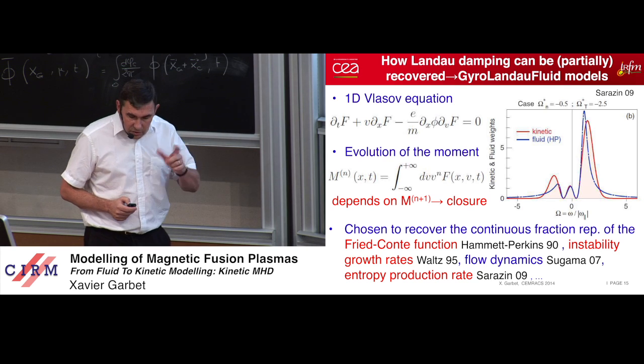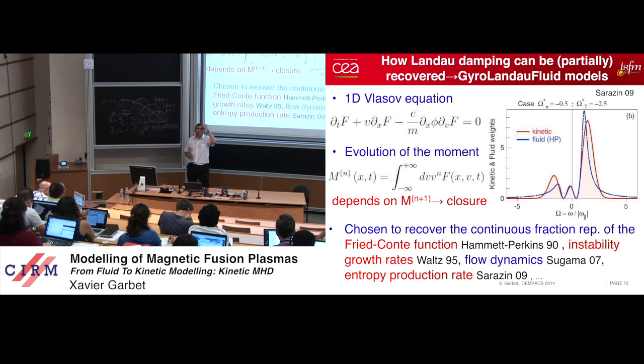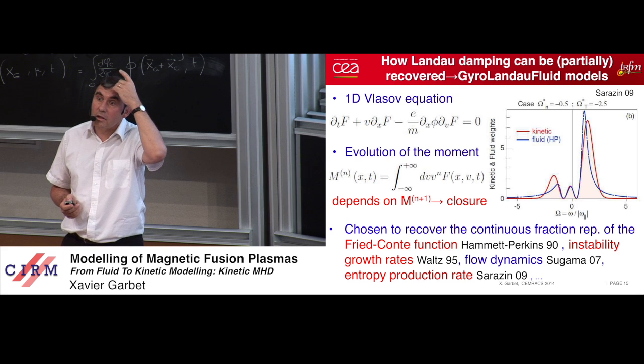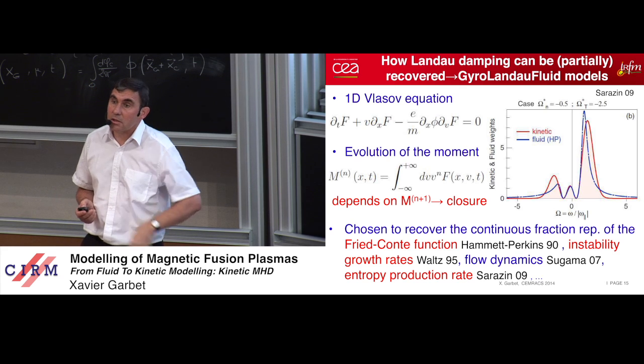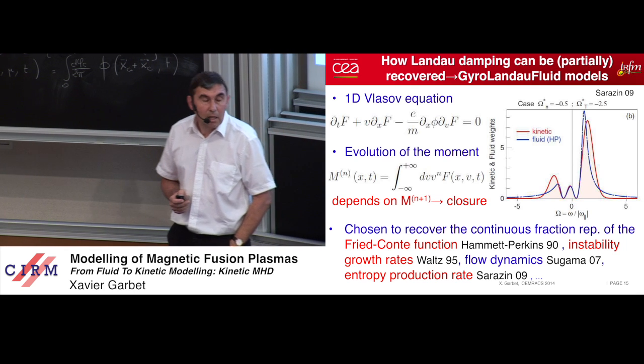So now I'm moving to the second part, which is how can you implement at least a bit of the physics of Landau damping in fluid equations? You are going to tell me this is impossible, right? It's not quite true. You can try to do something like that, although it's not fully satisfactory, which consists in changing the closures in your fluid equations compared to what Jim showed you yesterday, right? In particular, the heat flux.